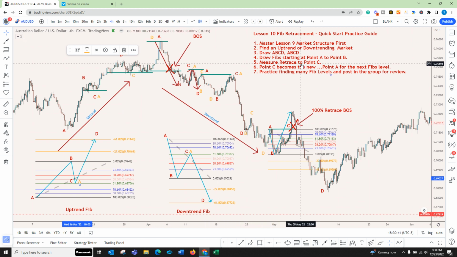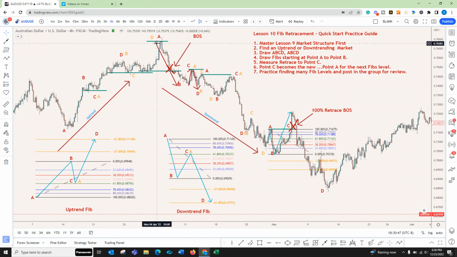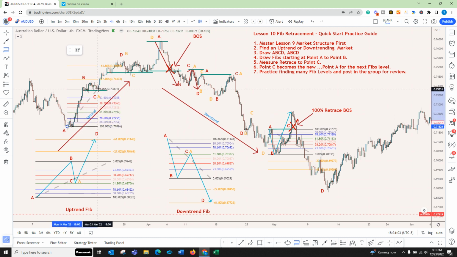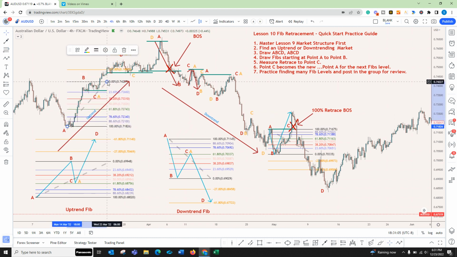Okay, let's go back to our checklist here. We finished drawing all the ABCDs. I want you to do ABCD in an uptrend and ABCD in a downtrend. And then step 4: draw fibs starting at point A to point B. So I'm going to draw fibs here for you guys, right here, point A to point B.